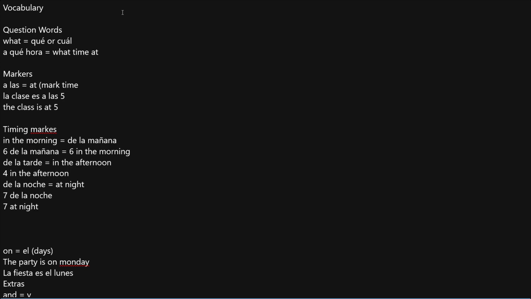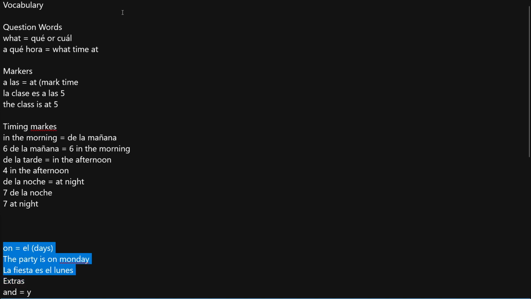Now you will notice this because take a look at this one, right? A qué hora. Just by the question, you will notice they are using the a here as well. This a from here is the same a as this one. Let's say a las, at. La clase es a las 5. The class is at 5.